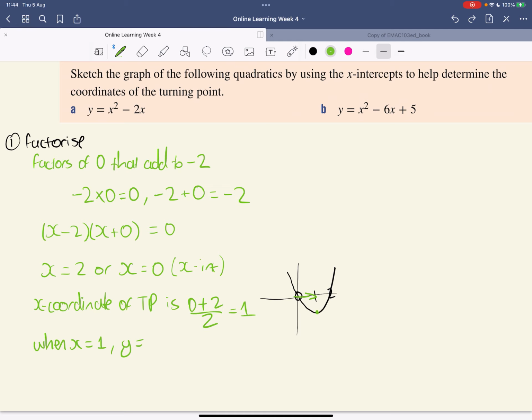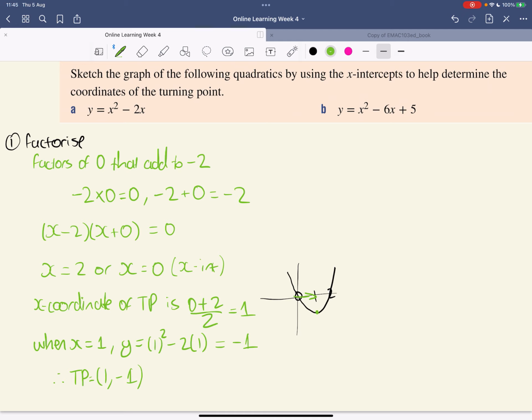So let's do it. I'll put all my 1s in brackets to show I'm substituting. So instead of writing x squared, you write 1 squared, take away 2 times 1. And what does y equal in this particular case? Well, 1 squared is 1. 2 times 1 is 2. So 1 take away 2 is -1. So therefore, your turning point is going to be your x-coordinate, which is 1, and your y-coordinate, which is -1. So 1, -1. That's your turning point.